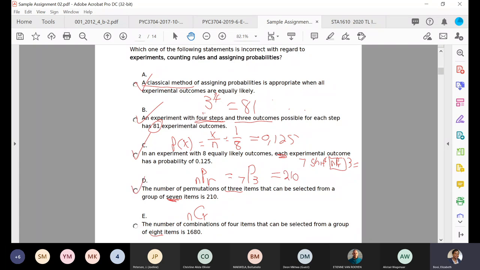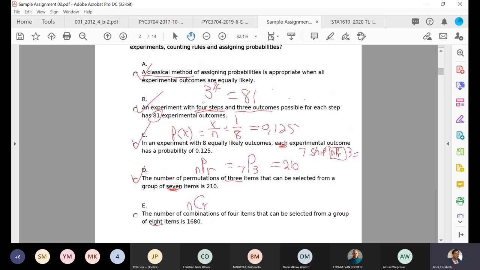The other one says the number of combinations. Our n is 8. Our combination r is 4. So also look for the sign. You just press 8, and press shift if you're using a Casio, and then look for the nCr function on your calculator, press 4 and press equal. What do you get? 70.